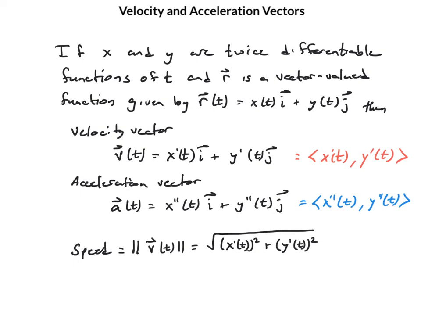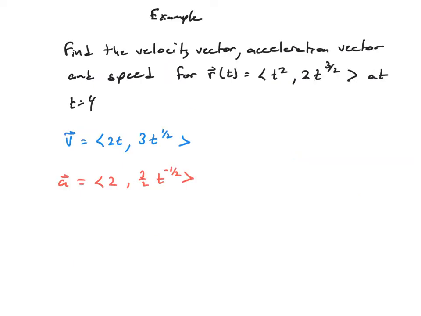We remember speed is the magnitude of our velocity vector, so the magnitude of the velocity vector is the square root of x prime of t squared plus y prime of t squared. So now let's take a look at a problem where we want to find the velocity vector, acceleration vector and speed for the vector valued function r of t equal to the vector <t squared, 2t to the 3/2 power>. And we want to do this at t equals 4.